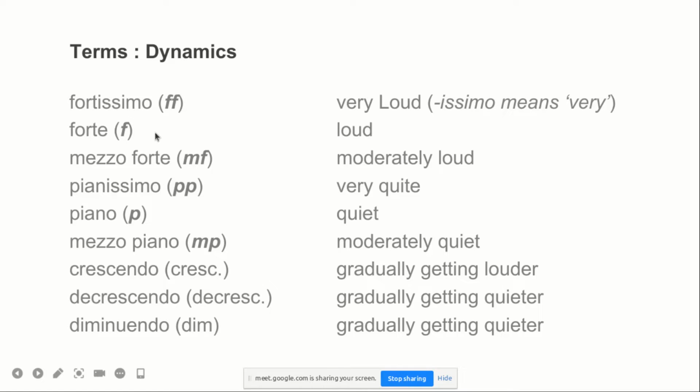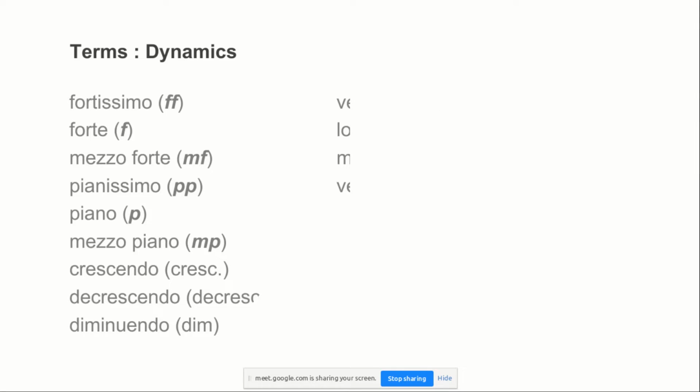Fortissimo is very loud, forte is loud. Mezzo forte is moderately loud. Pianissimo is very quiet. Piano is quiet. Mezzo piano is moderately quiet. Crescendo is gradually getting louder. Decrescendo short is decresc, and crescendo short is cresc. And mezzo piano MP, piano P, pianissimo is PP. And then diminuendo is dim, gradually getting quiet. I hope that is clear.